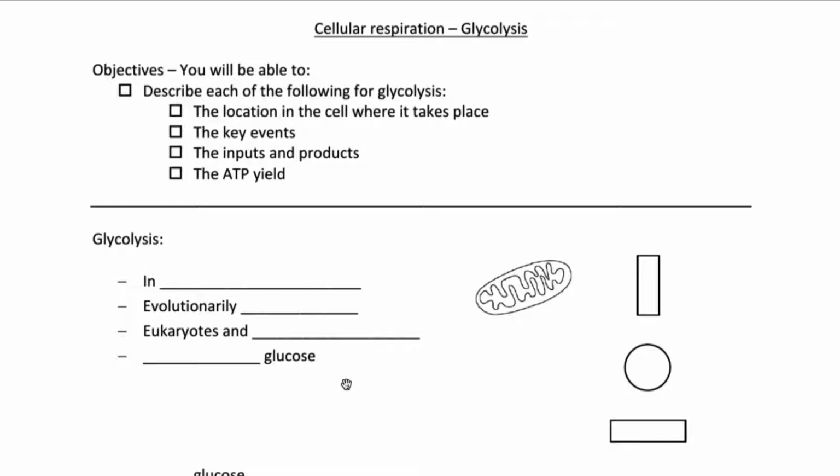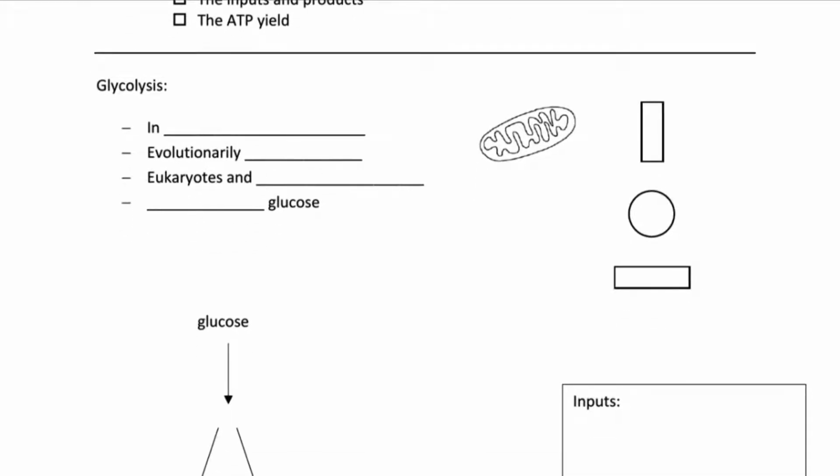After looking at an overview of cellular respiration in the previous lessons, now we're going to take a closer look, and we're going to start here with glycolysis. Here are the objectives. Now, glycolysis is an evolutionarily old process that occurs in the cytoplasm. So it doesn't occur in the mitochondrion.